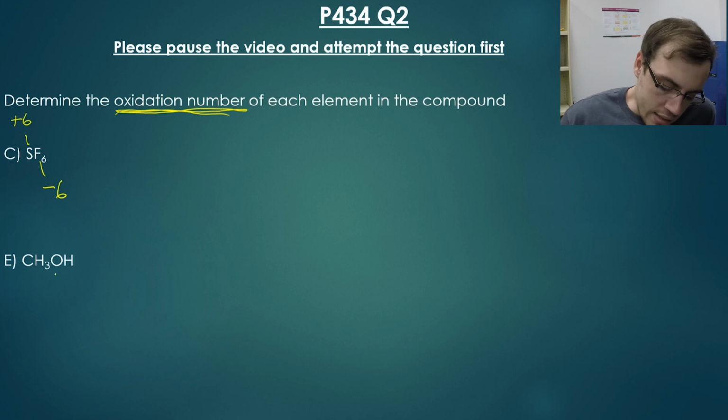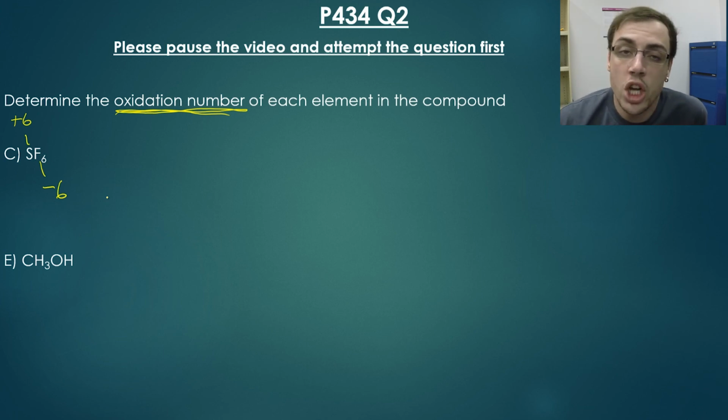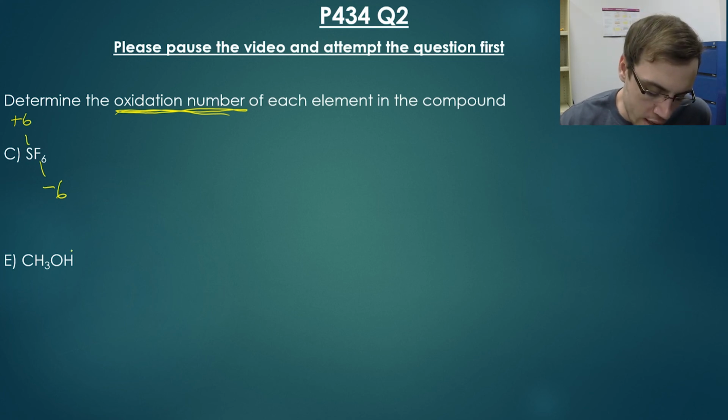Now let us have a look at CH3OH, or otherwise known as methanol. So OH, hydroxide group, it would be very useful for you to memorize that it has a charge of -1. Now, the reason why it has a charge of -1 is that we know that oxygen has a charge of -2 and hydrogen has a charge of +1. So -2 + 1 is -1 overall. So we know that hydroxide here is -1.